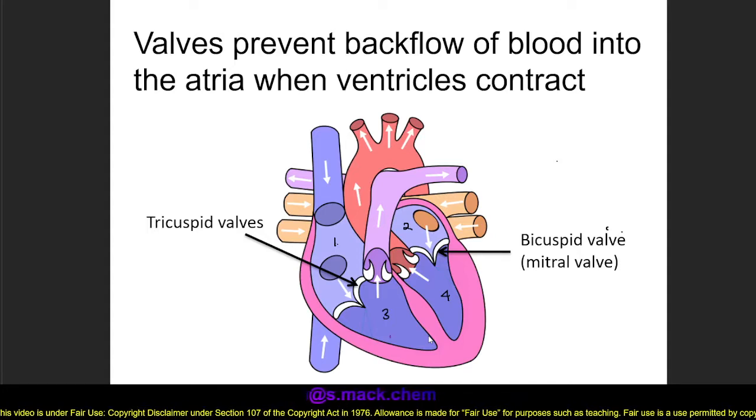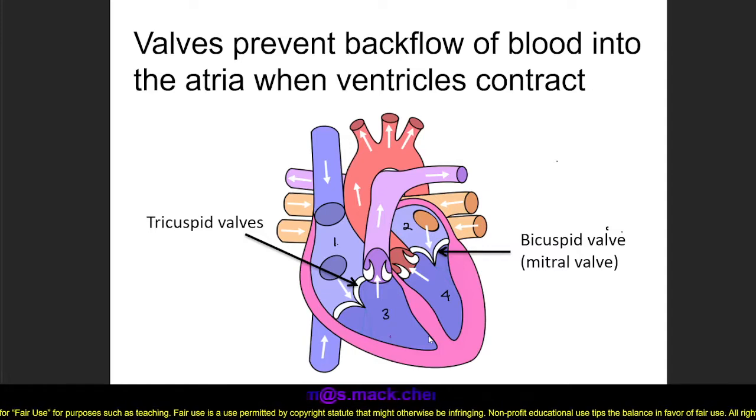We say that blood flows from the atria into the ventricles when the valves are open. This is to prevent blood from flowing back into the atria when the ventricles contract. So let's think of it once again. Atria squeeze, blood flows from the atria into the ventricles. So that's from 1 into 3, 2 into 4.